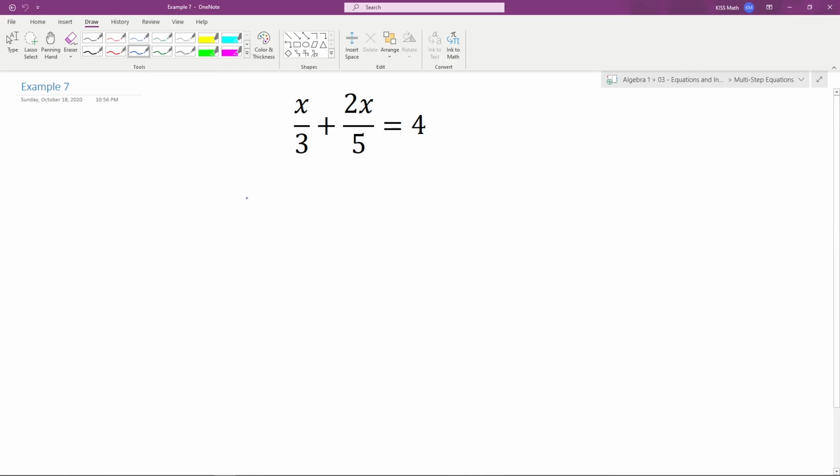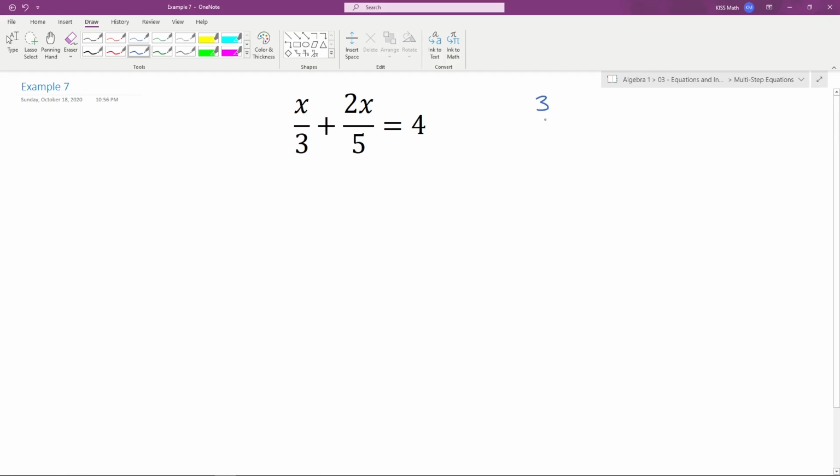Another one. Let's keep going. I've got a million of these. x over 3 plus 2x over 5 equals 4. So I do have all of my unknowns here on the left side and my 4, which is a known, on the right side. My only problem is I can't really add these together because these are fractions with different denominators. But you know how to add fractions, right? So first thing we're going to do is find the common denominator.